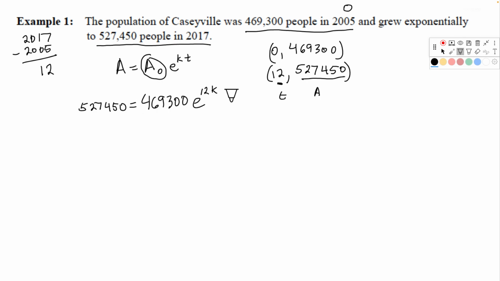And now we just need to solve for k. k is the only variable left. We use the techniques we've been doing. Remember, one way to go is we could isolate the exponential. So how would we do that?